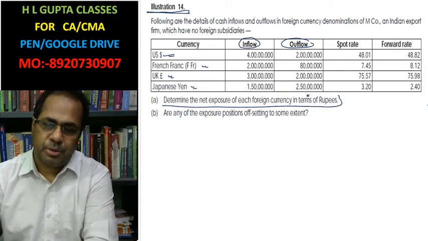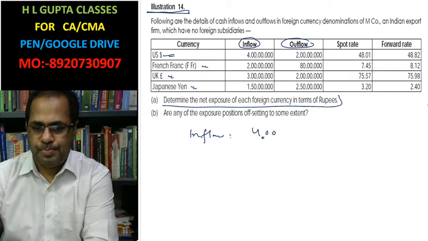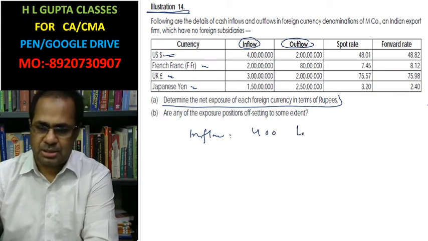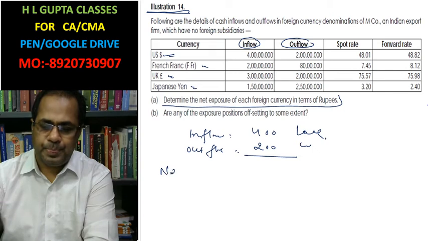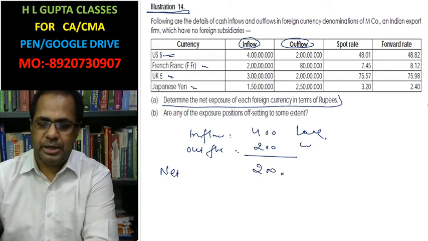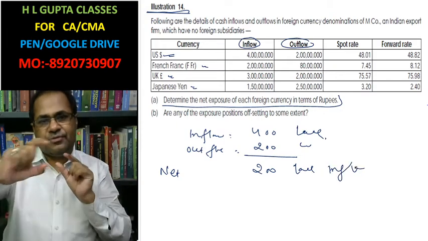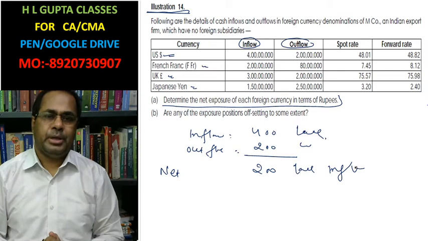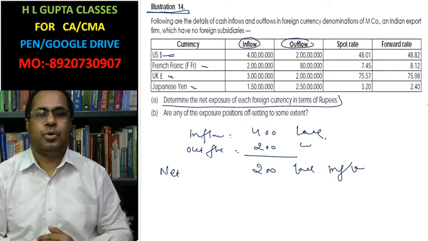Net exposure means, suppose your inflow was 400 lakhs and the outflow was 200 lakhs. The net will be 200 lakhs. Net means the difference of outflow and inflow. It may be that inflow is more, or it may be that outflow is more.